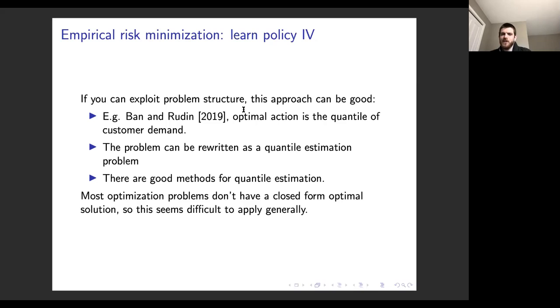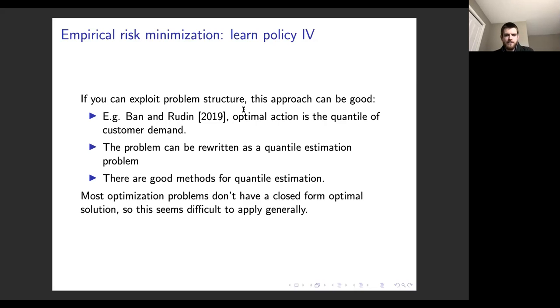But it seems difficult to apply more generally because in this case, you have a closed form for your optimal solution based on your side information and a quantile of your customer demand. So in most cases, you don't have that closed form. And so it's kind of difficult to use your problem structure. And so in a lot of cases, you'll end up going with more of a black box approach, and then you'll have the disadvantages that I mentioned before.